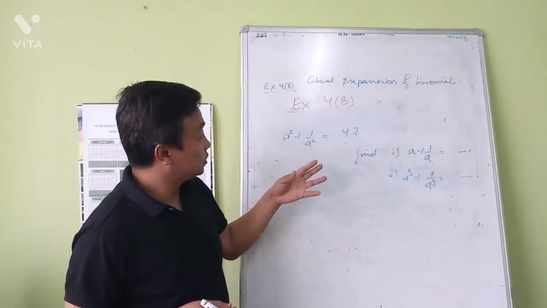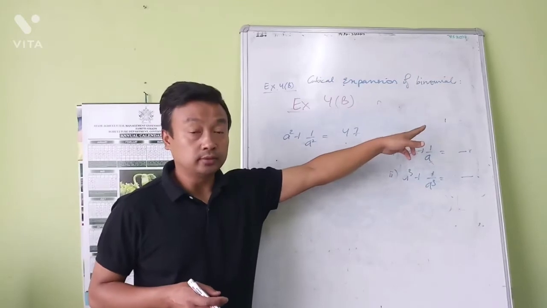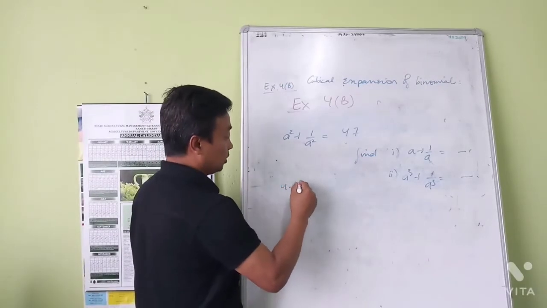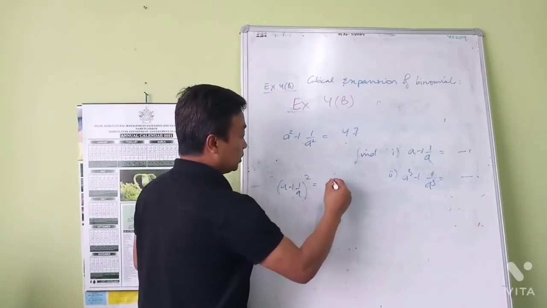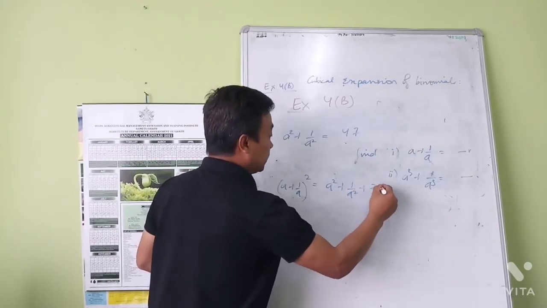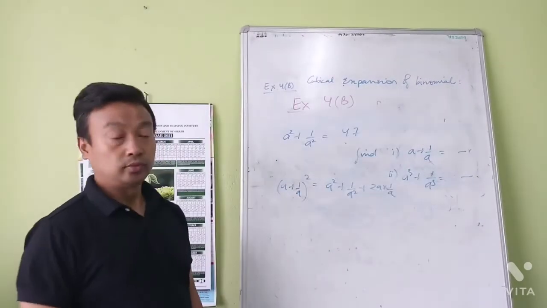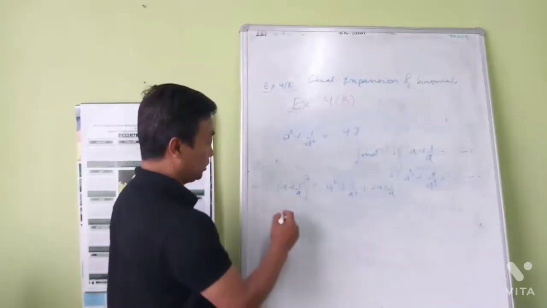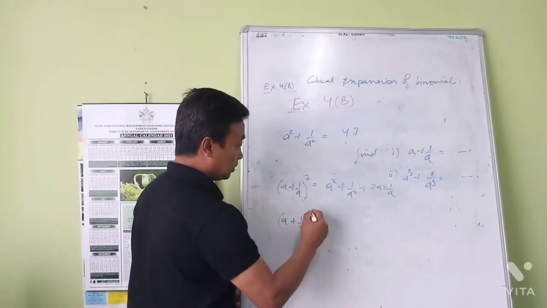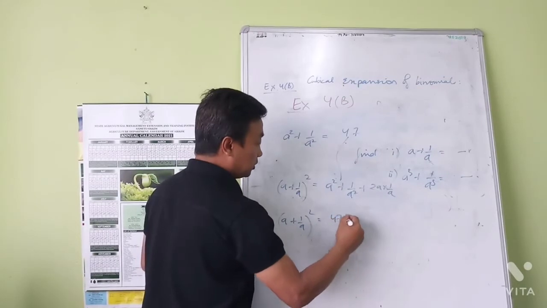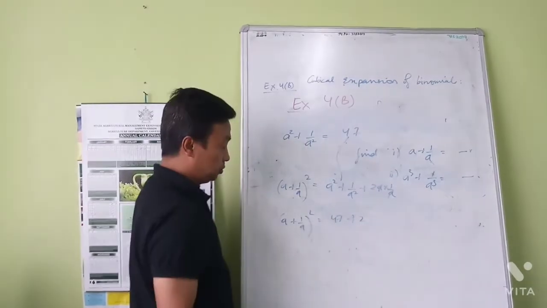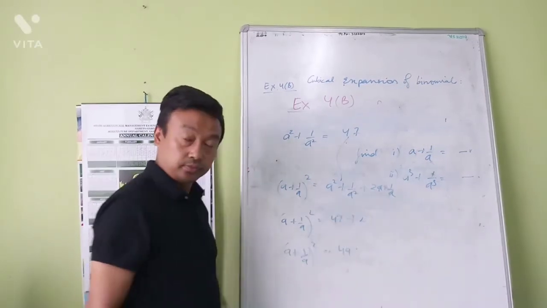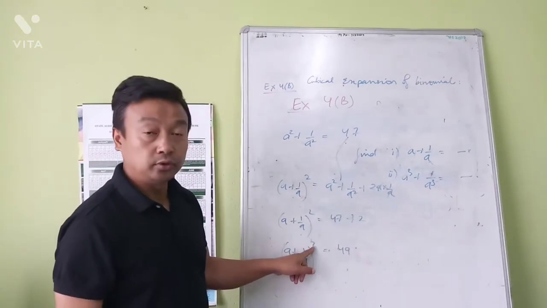I think you can use a plus b the whole square. Okay, that you can do. If you use this way, you can get it. A plus b whole square is a square plus b square plus 2ab, because b is 1 by a. So what we get here is, this is given to you, 47. Alright, this a and a cancel. This is 2. So what you get here? 49. Clear? Now you have to remove the square.